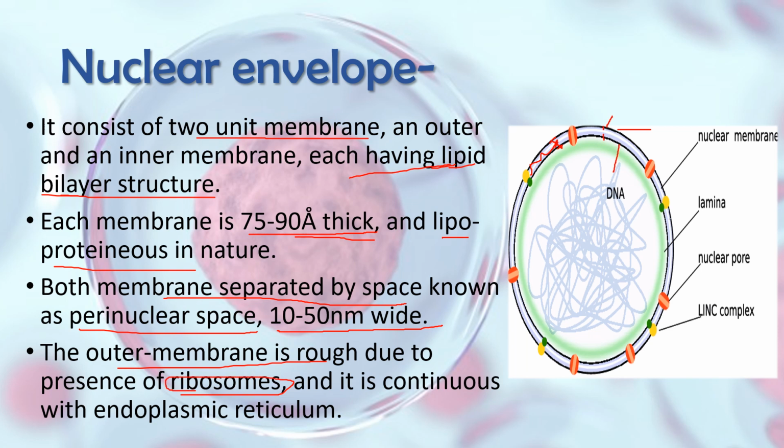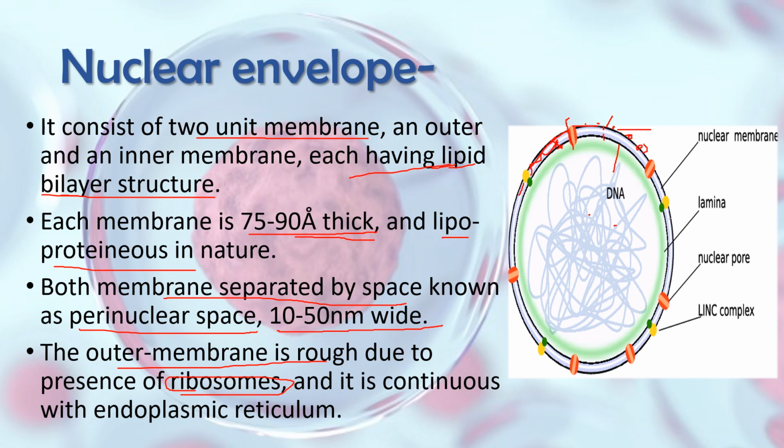So, as you know, ribosomes are formed inside the nucleus. When they are transported through these nuclear pores, most of them are embedded in the outer surface of the outer nuclear membrane. So this outer nuclear membrane looks rough, okay?